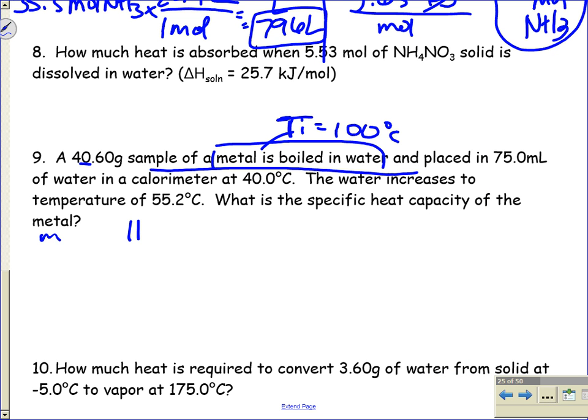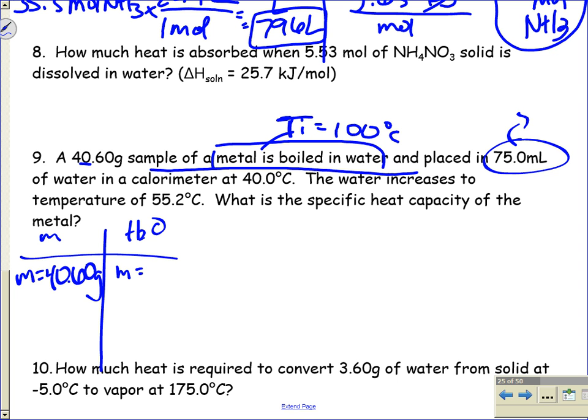Metal versus water. Metal was what? Okay, and water was? And how do you know that? Right, the density is 1 gram per 1 milliliter. Okay, so that's 75.0. What's my C of water always in liquid form? Thank you. 4.18 joules per gram degree Celsius. What's my C of metal? Finding that's our question here.